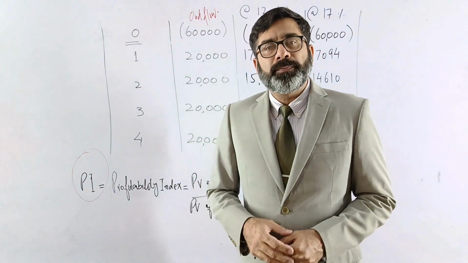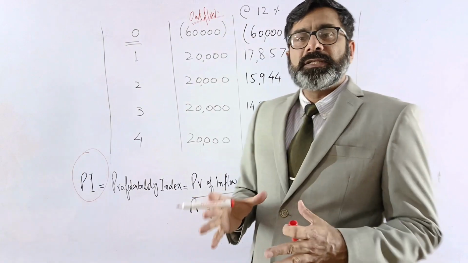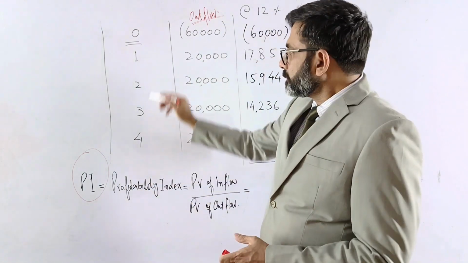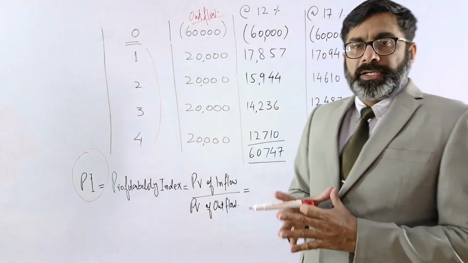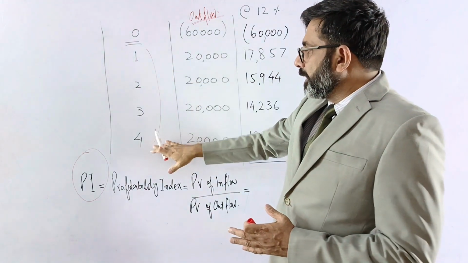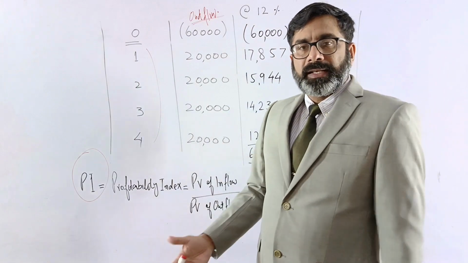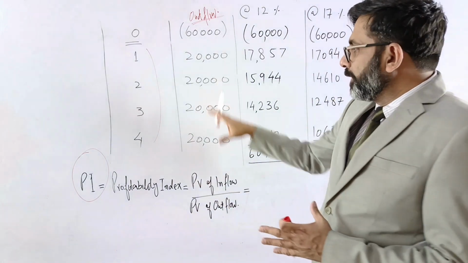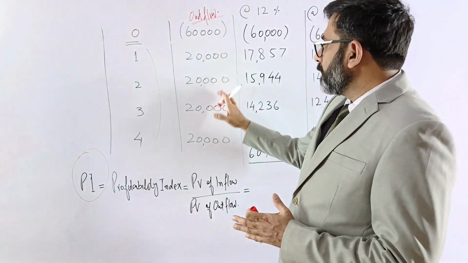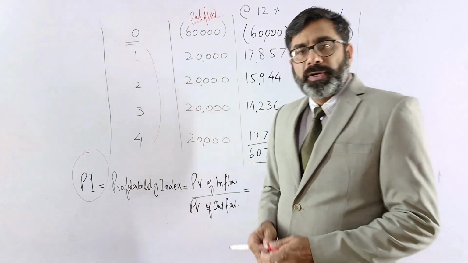Now what is the present value over here? Let's say we have one project which has a total outflow of 60,000, and the life of the project is 4 years. So it has a 4-year inflow, with equal amounts of 20,000 coming for the next 4 years. For simplicity, we are taking the same values here: 20,000, 20,000, 20,000, 20,000. These are the inflows for the next 4 years.